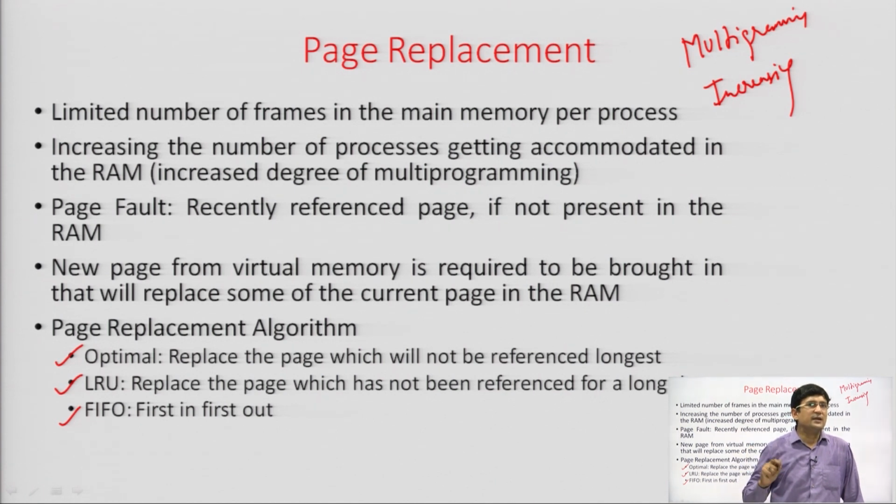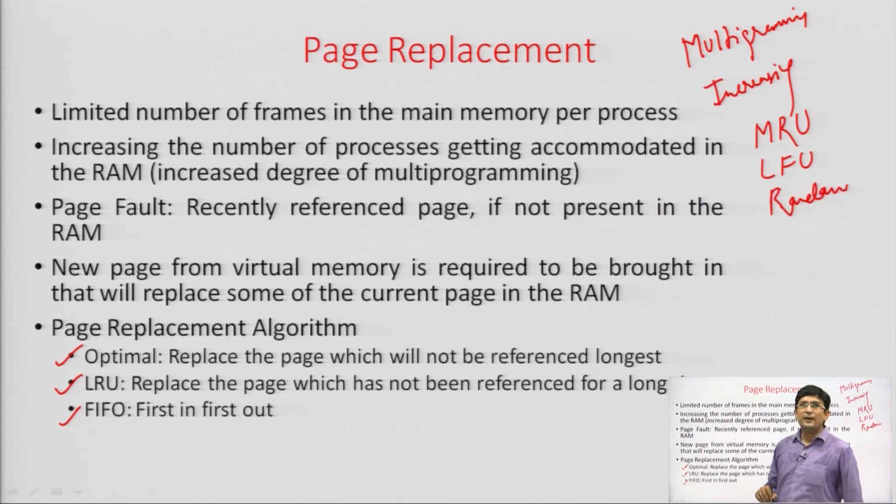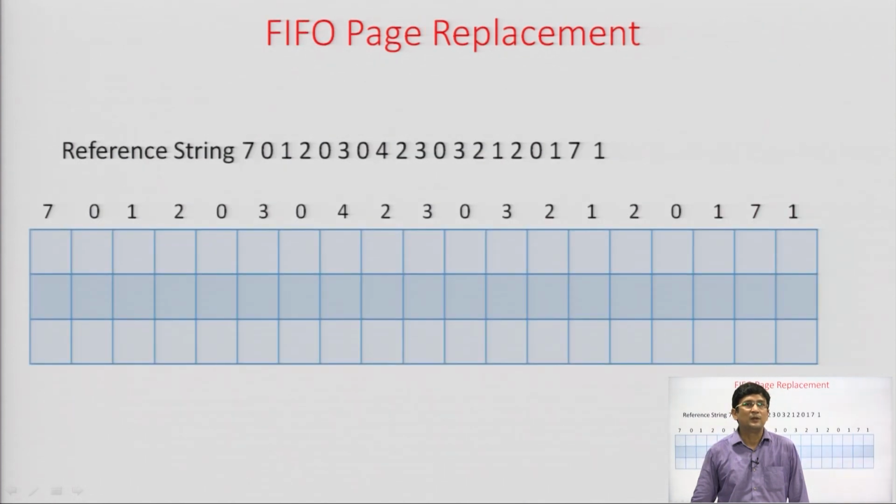Fine. So this is the three basic page replacement algorithms which are used in most practice, but others are also there. The MRU, the most recently used, least frequently used, and many others, or you can do some kind of replacement like the random replacement also. So, there are many other page replacement algorithms. We will see these three techniques, optimal, LRU and FIFO, in detail.